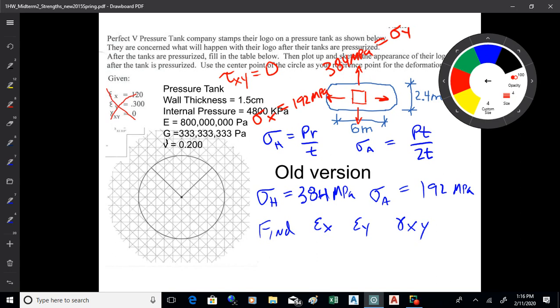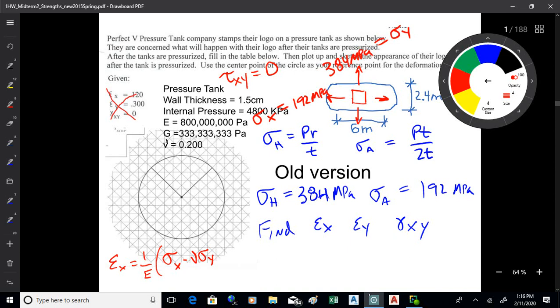And what do we got? We got epsilon x, and what we're doing is using the Hooke's law equations for these. So that's 1 over E times sigma x minus nu sigma y. And when I ran that one, what did I get? Is that 0.144? Is that right? Is that good?